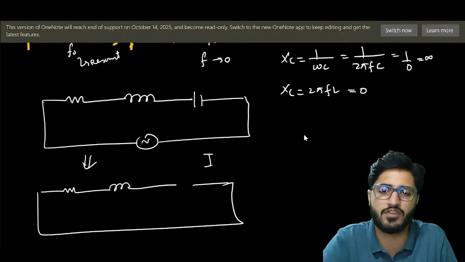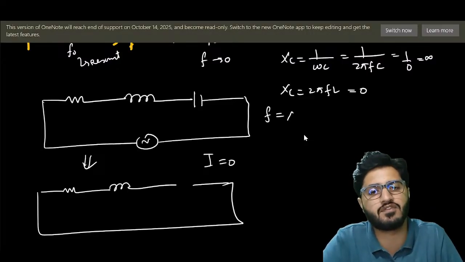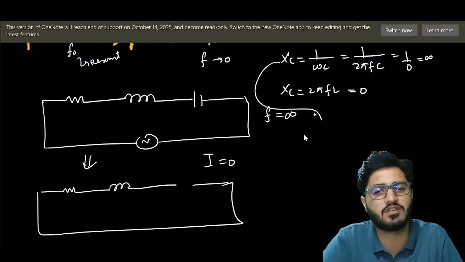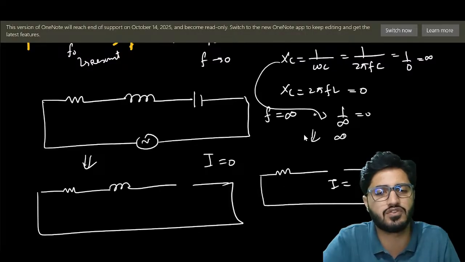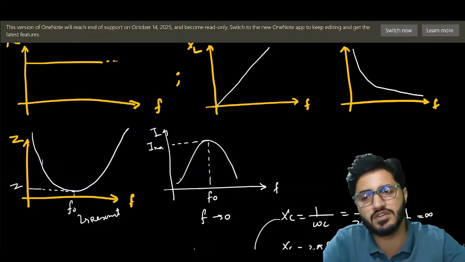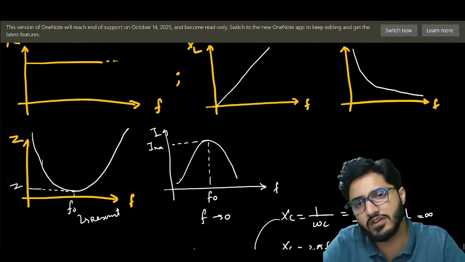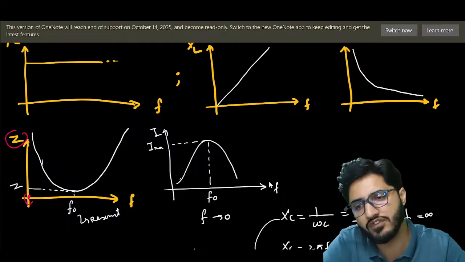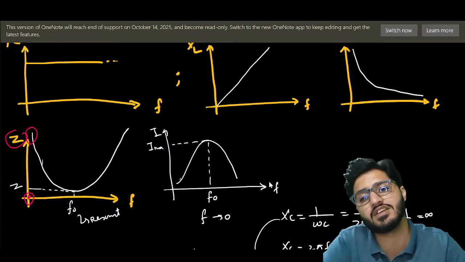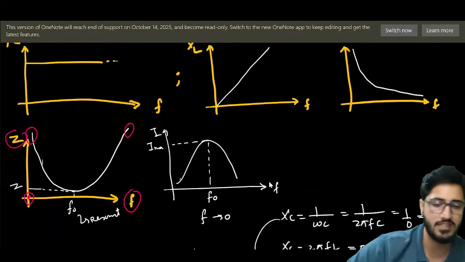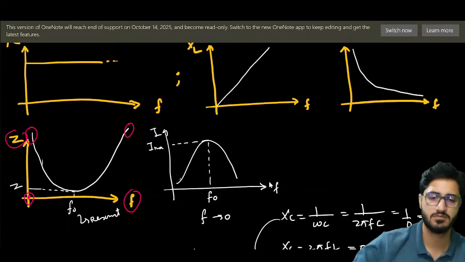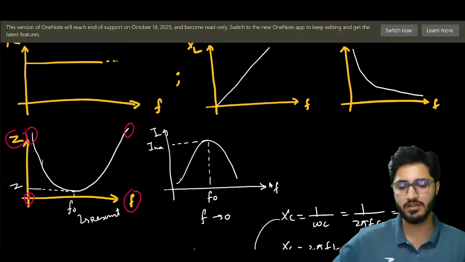So current is 0. Okay. Second condition, if f is infinite, so this equation will become 1 by infinite, that is 0, and the other is infinite only. So now my equation will look like this. In both the cases, I equals 0. Now see this equation. When f is 0, you have maximum, infinite resistance. When f is maximum, your Z is also maximum. This is the real reason behind it.